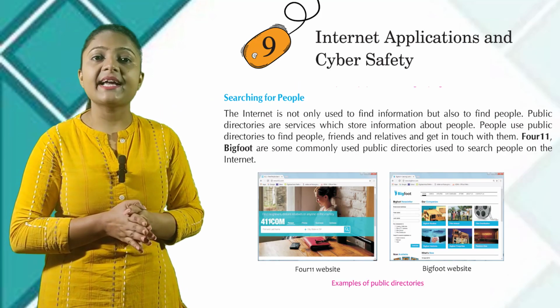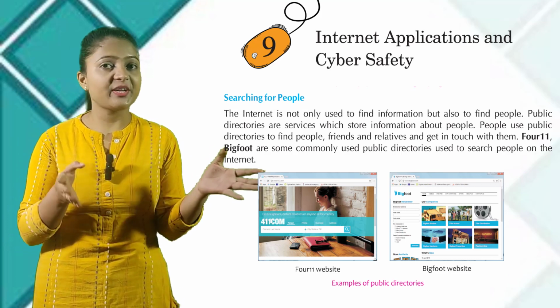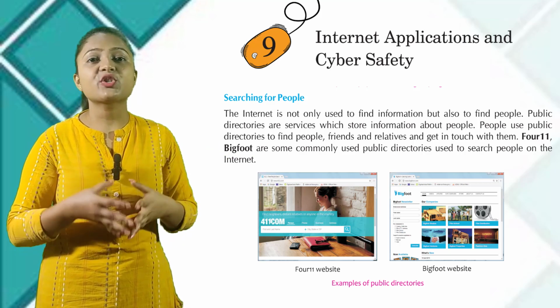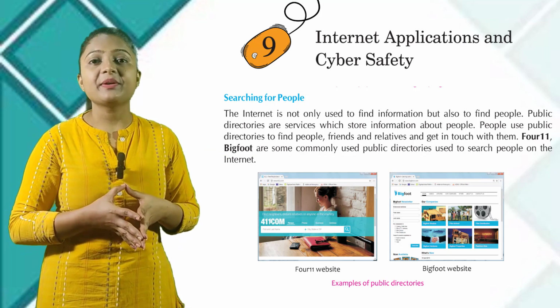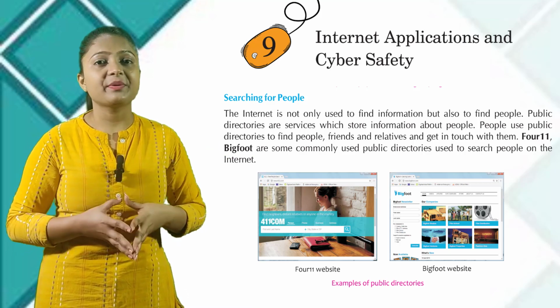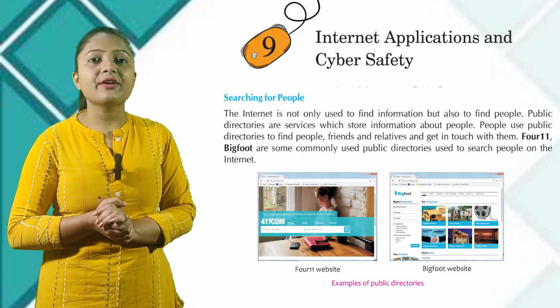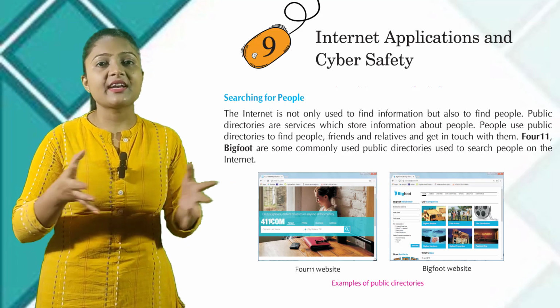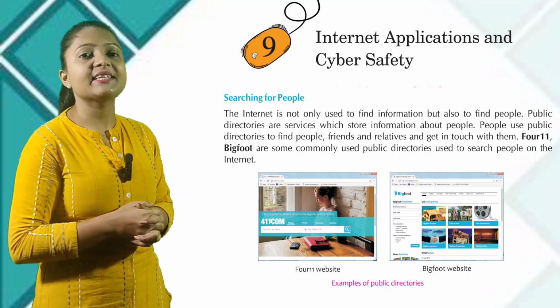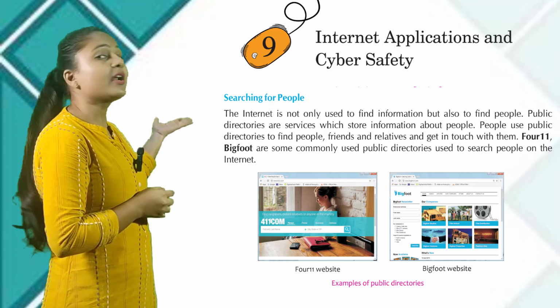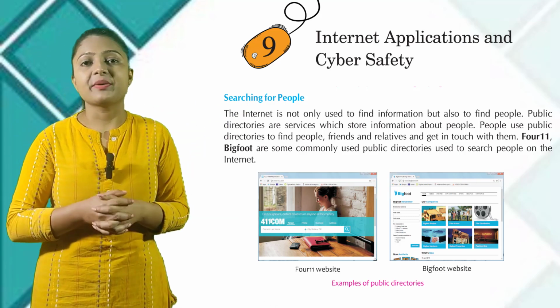Searching for people. The internet is not only used to find information but also to find people. Public directories are services which store information about people. People use public directories to find friends and relatives and get in touch with them. 411 and Bigfoot are some commonly used public directories to search for people on the internet. In these pictures, you can see examples of public directories, the 411 website and the Bigfoot website.